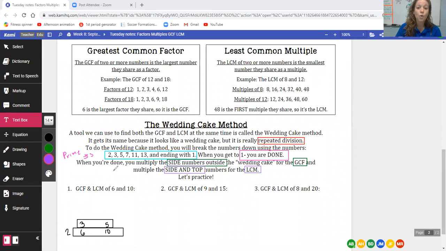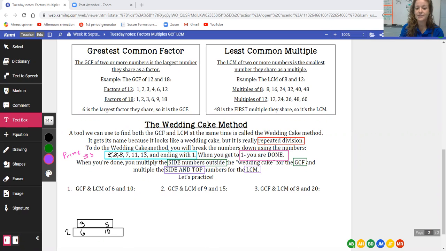Okay, so we pick up where we left off, which is the 2. Can 2 go into 3 and 5 evenly? It cannot. So we're going to work through this list. So then we would go to 3. Does 3 go into both evenly? It goes into one, but not the other. So 3 does not work. What about 5? 5 goes into one, but not the other. So that one will not work.